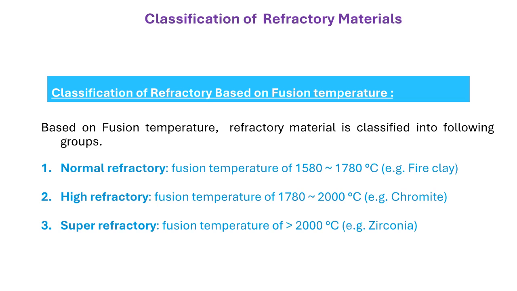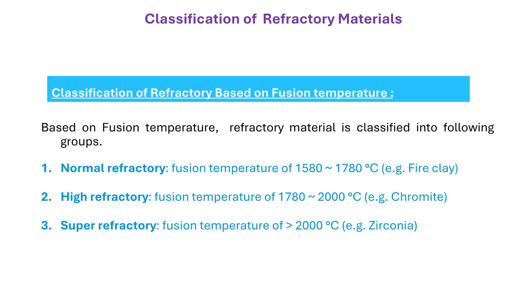High refractories, with fusion temperatures between 1780 and 2000 degrees Celsius. Chromite refractories fall into this group, extending performance into higher temperature ranges where normal refractories would start to soften. Super refractories, with fusion temperatures above 2000 degrees Celsius. Zirconia refractories are the prime example. These are reserved for extreme high-temperature applications where no other material can function reliably.